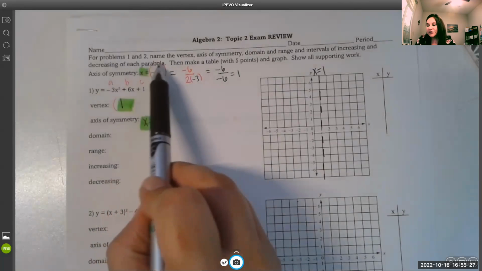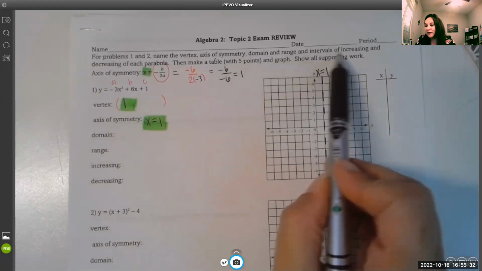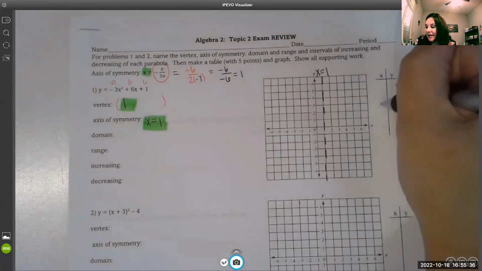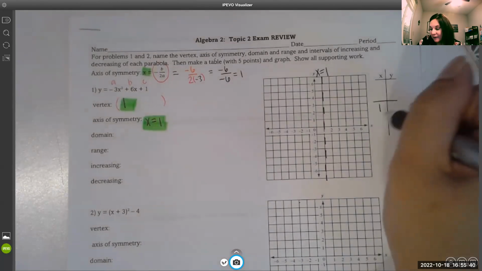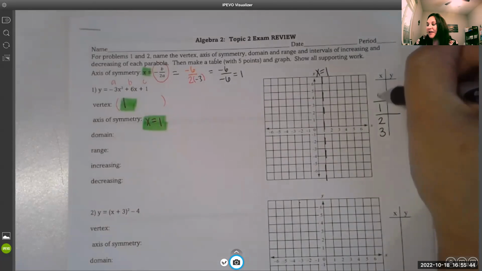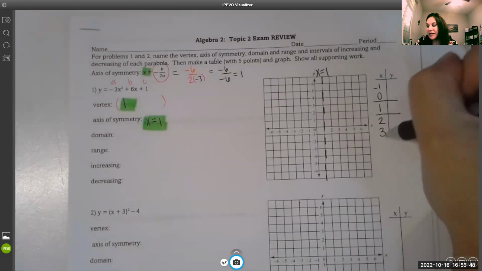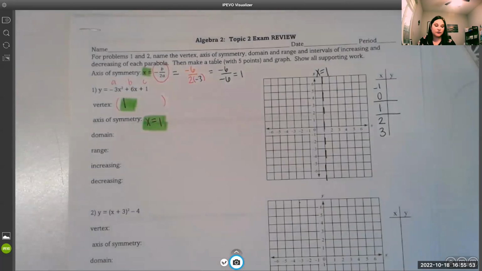For problems 1 and 2, name the vertex, the axis of symmetry, domain and range, intervals of increasing and decreasing, and then make a table with 5 points. So at this point, I can also make a table, and positive 1 is going to be in the middle of my table, and then I will count greater than 1, 2, 3, and then less than 1, 0, negative 1. Those will be the other two values on either side of my vertex.